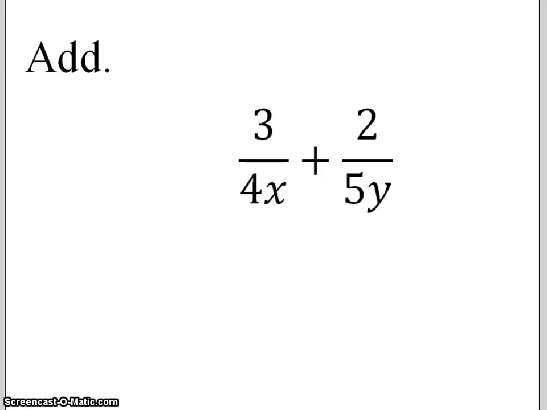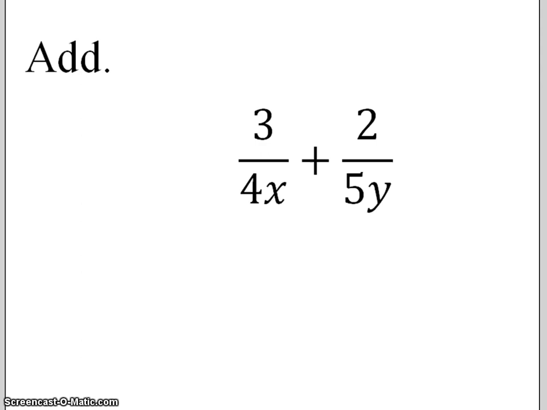Here in this short video, we're going to discuss adding and subtracting rational expressions. The main concepts for adding and subtracting rational expressions, which is just adding and subtracting fractions where the fractions contain variables, are exactly the same as the main concepts for adding and subtracting fractions.